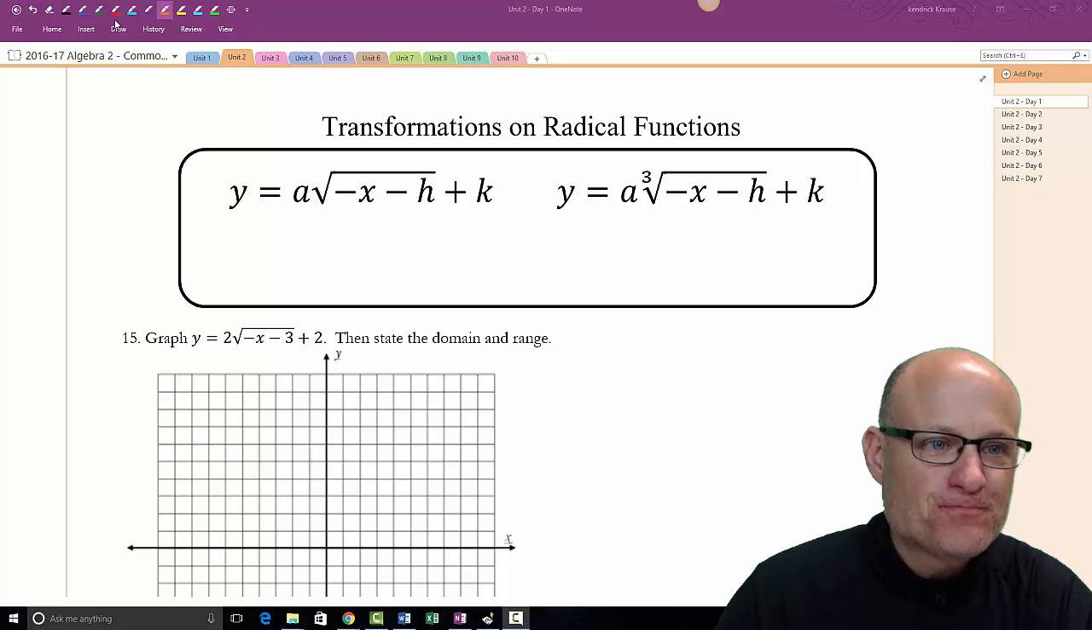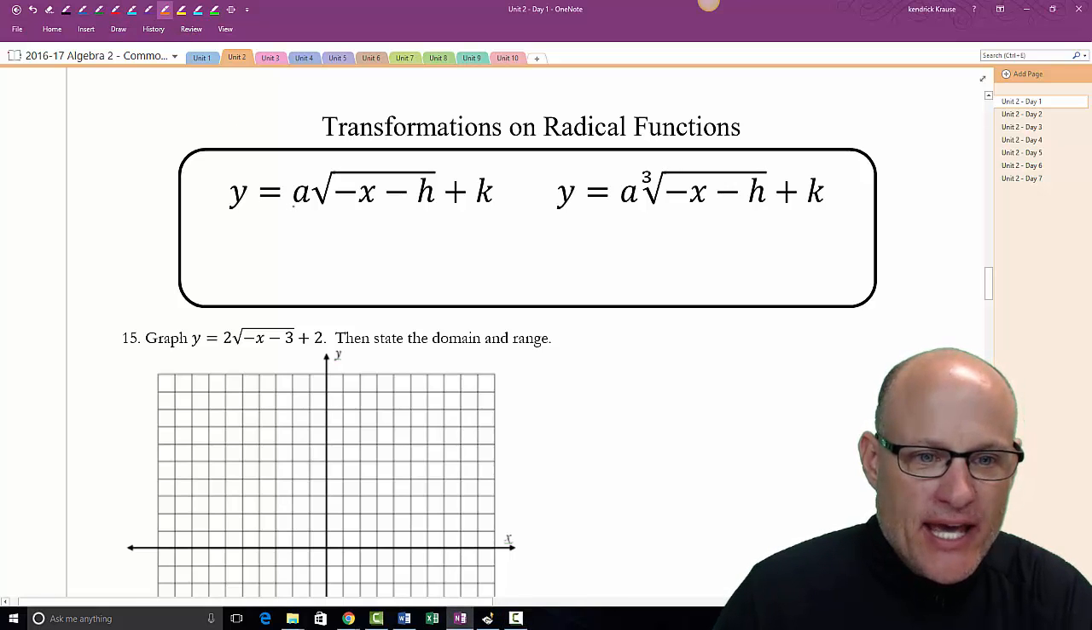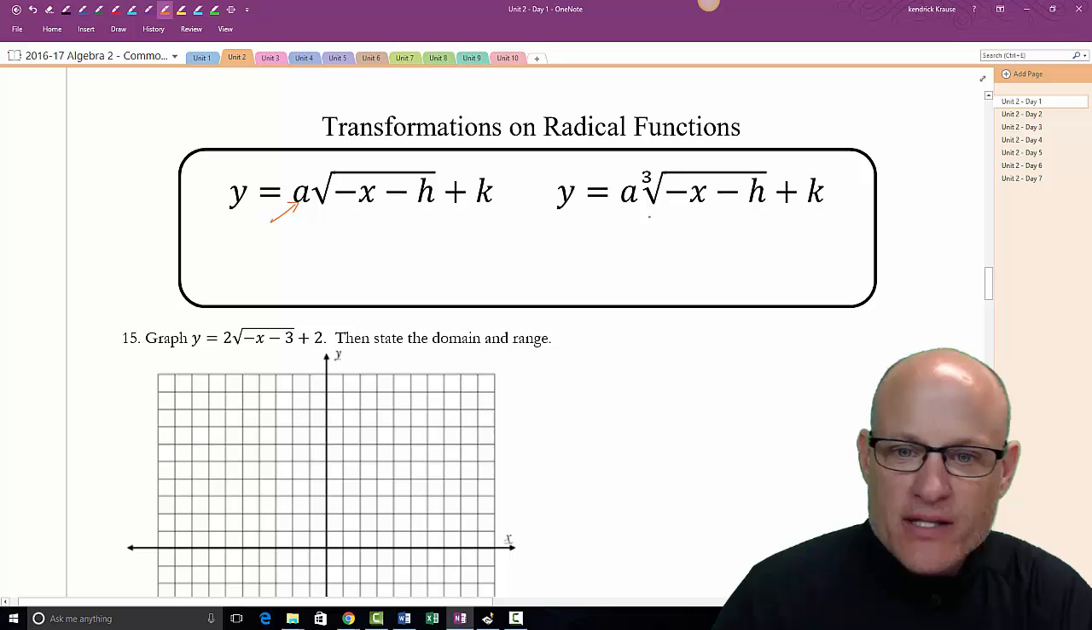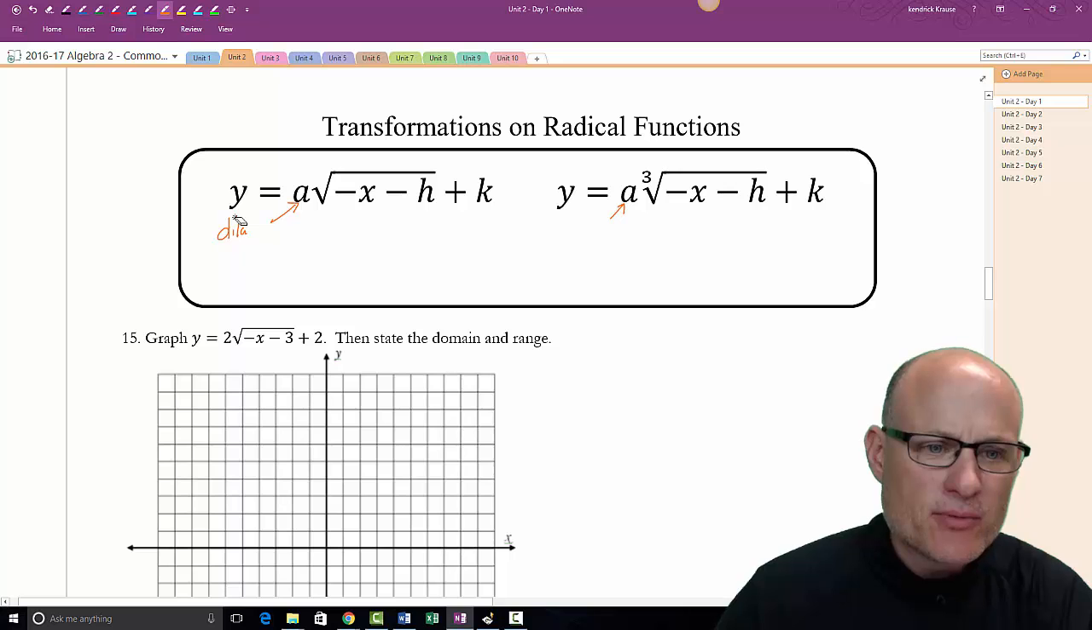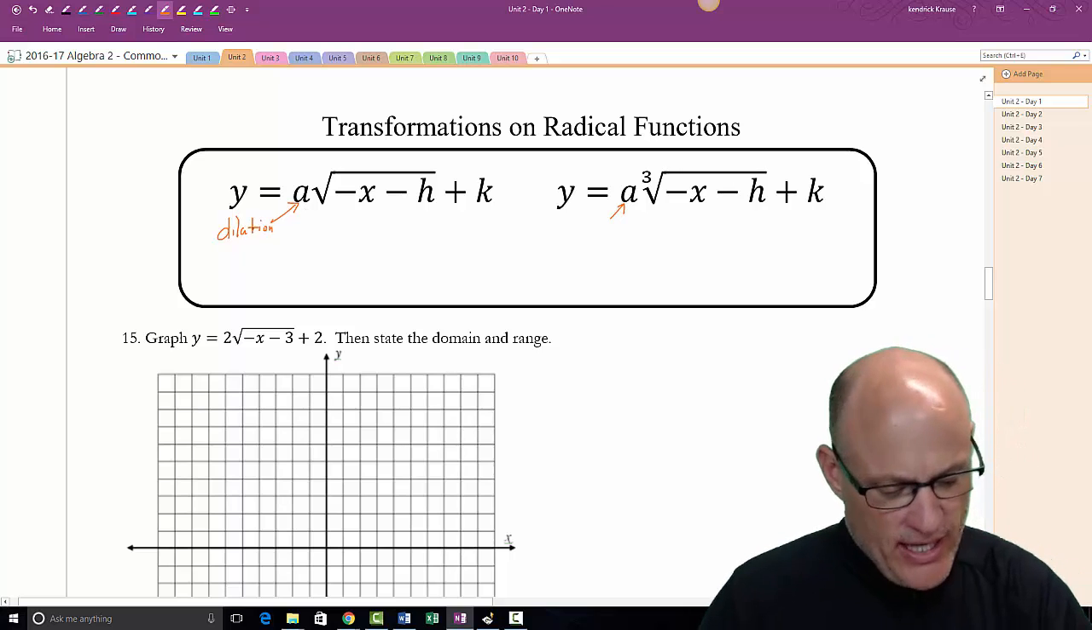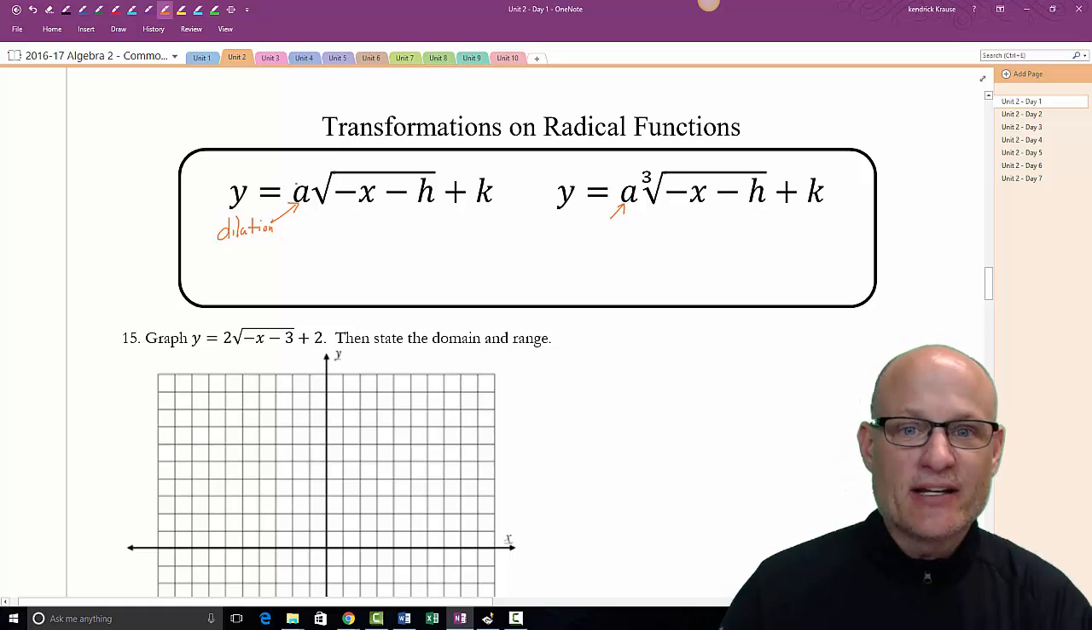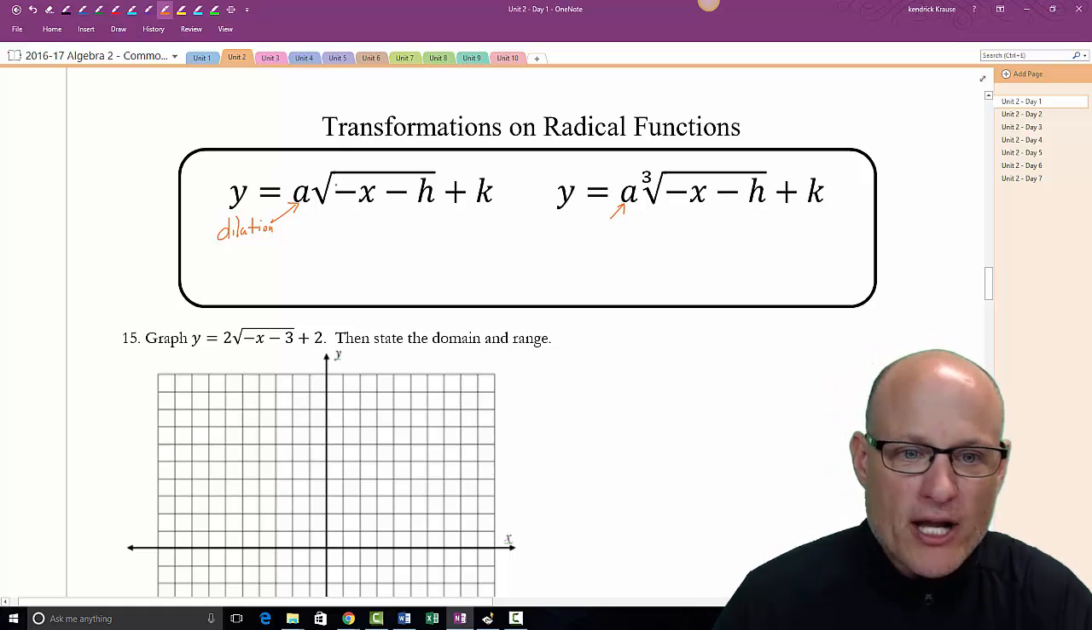Let's review. The A is a dilation. I spelled it dilation. So the A is a dilation. It's either going to get steeper or shallower.